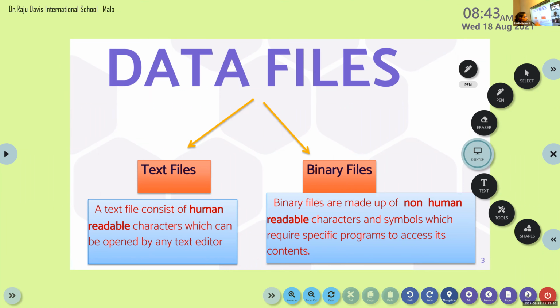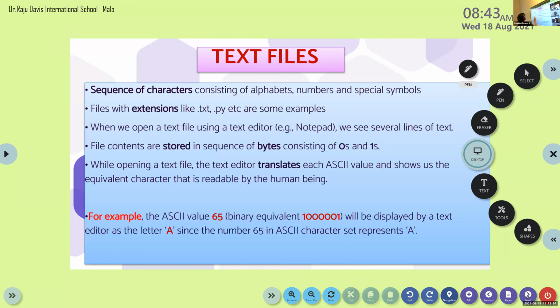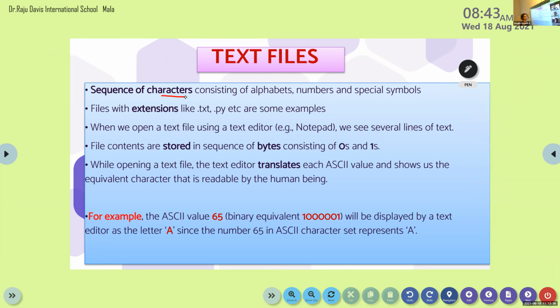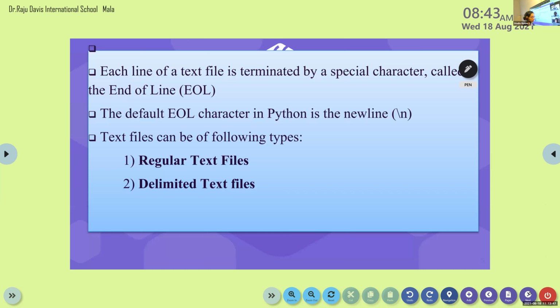So basically there are two types of file, text file and binary file. Text files contain characters which are readable by us. And here you can see some of the extensions of the file, right? Yes, so binary files can be of ASCII or Unicode.